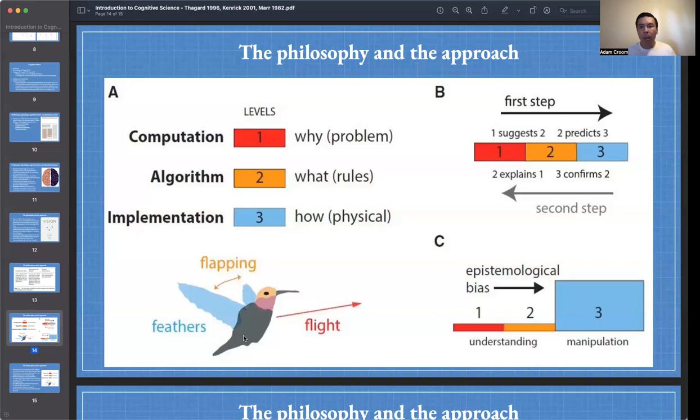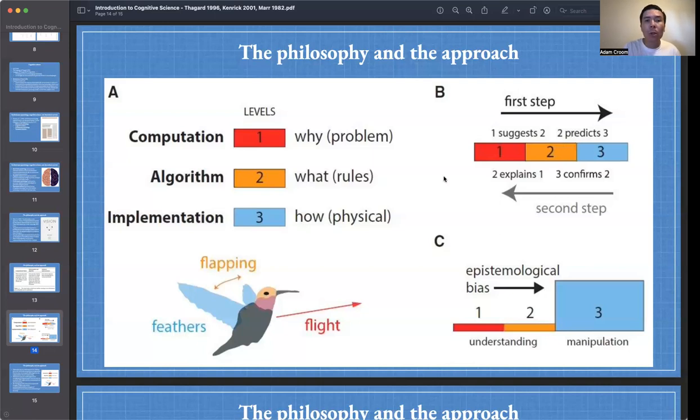Okay, cool. Also, notice that this provides us with sort of like a system of explanation and understanding. Okay, so here in B right here, we see that one, the problem or the computation suggests two, right? A problem suggests rules. So I need to fly. Okay, well, that suggests some sort of flapping behavior. Okay.